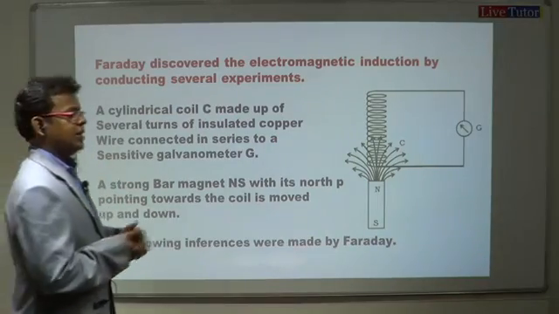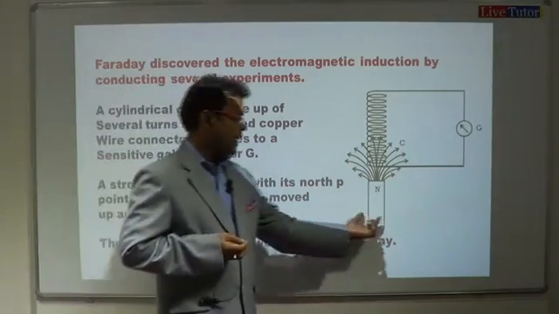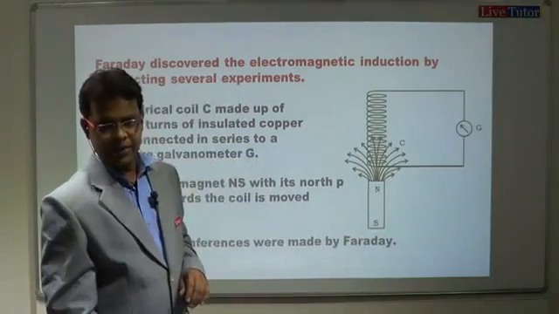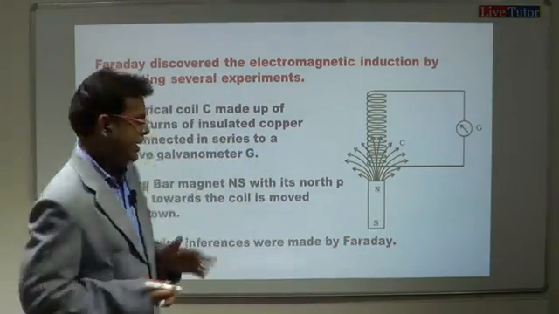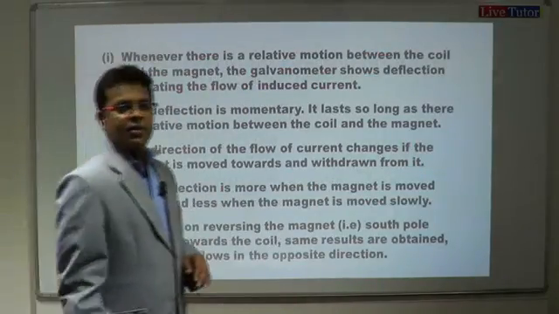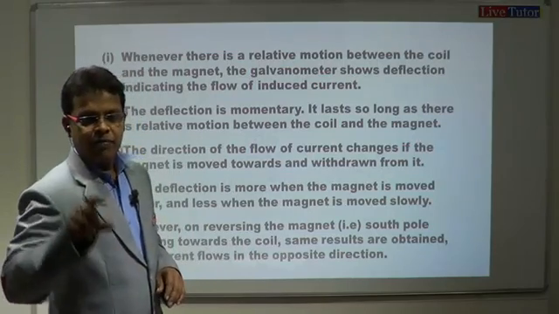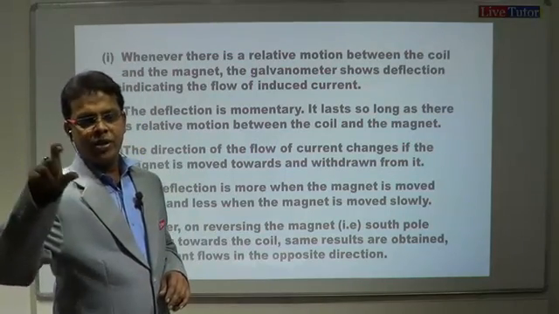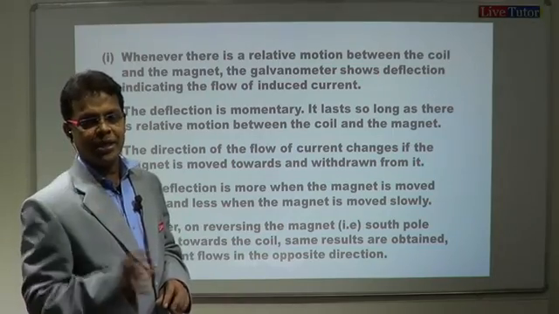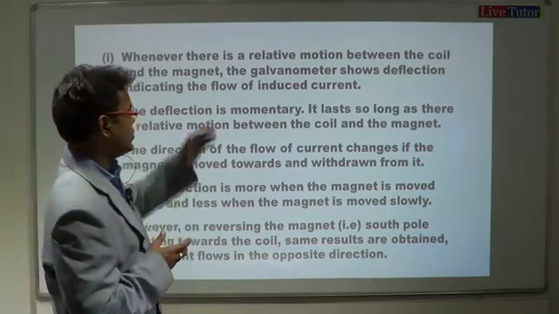Okay, after placing it, what does he do? Generally, what do we do? With the coil just sitting there, we keep shaking the magnet like this. Similarly, he also started doing the experiment and made so many inferences. Let us see what inferences he found. Whenever there is a relative motion between the coil and the magnet, the galvanometer showed a deflection indicating the flow of induced current.